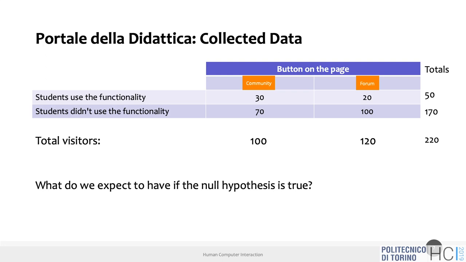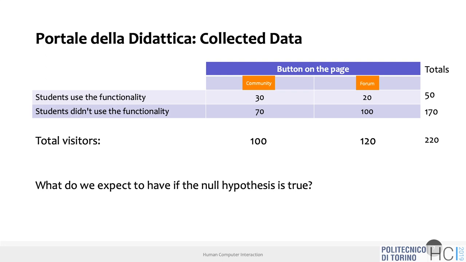What we need to write here is some number that replaces 30, 70, 20, and 100. Because obviously the total should also always be 120. For students who didn't use the functionality, 170 and 50. So the sum of the row should always be this, and the sum of the column should always be 100 and 120. We're hypothesizing what happens if the same students act in the same way, proportionally, more or less, but they have numbers that don't satisfy the null hypothesis.